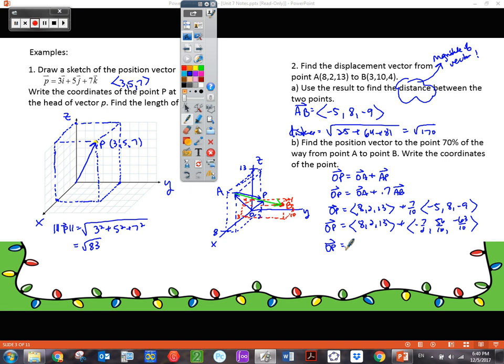So we would add those two vectors together, and we get 9/2. And then we get 38/5. Those are great fractions, aren't they? And then we get 67/10. And that's the vector OP. Now they want the point. Well, the point would simply be (9/2, 38/5, 67/10). That would be my point.